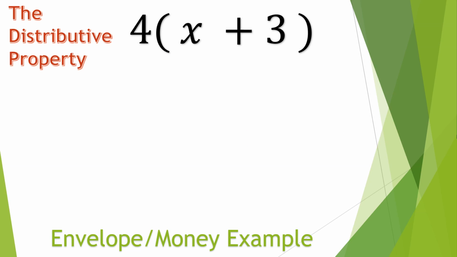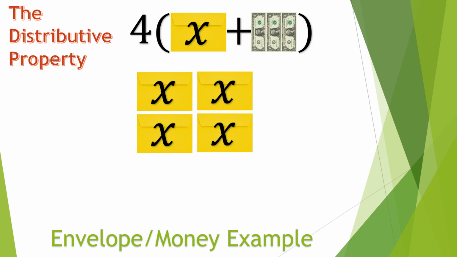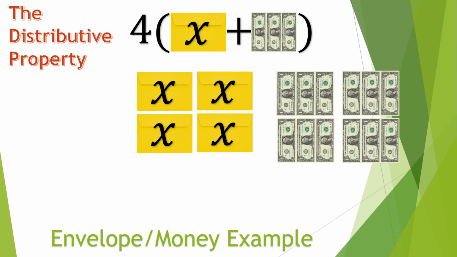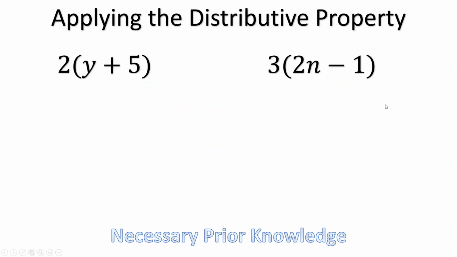So, review of the distributive property. If you have 4 times the group x plus 3, you can think of it as x is this unknown amount, like an envelope filled with something, and 3 is just $3. So you have 4 groups of the envelope, and you have 4 groups of $3. So you have each of those 4 times. Therefore, 4 times x is 4x, and 4 times 3 is 12. And that's as far as you can go. These are not like terms, so you can't combine them.